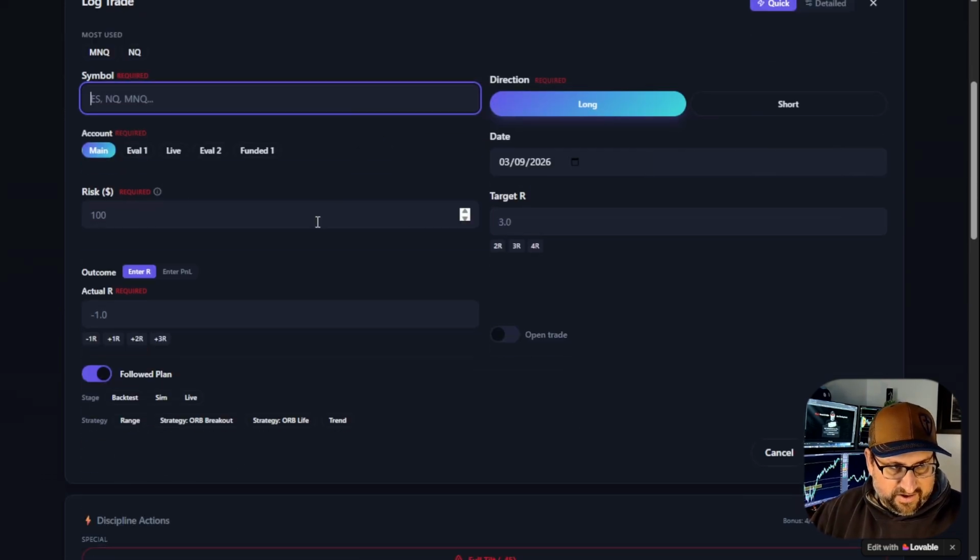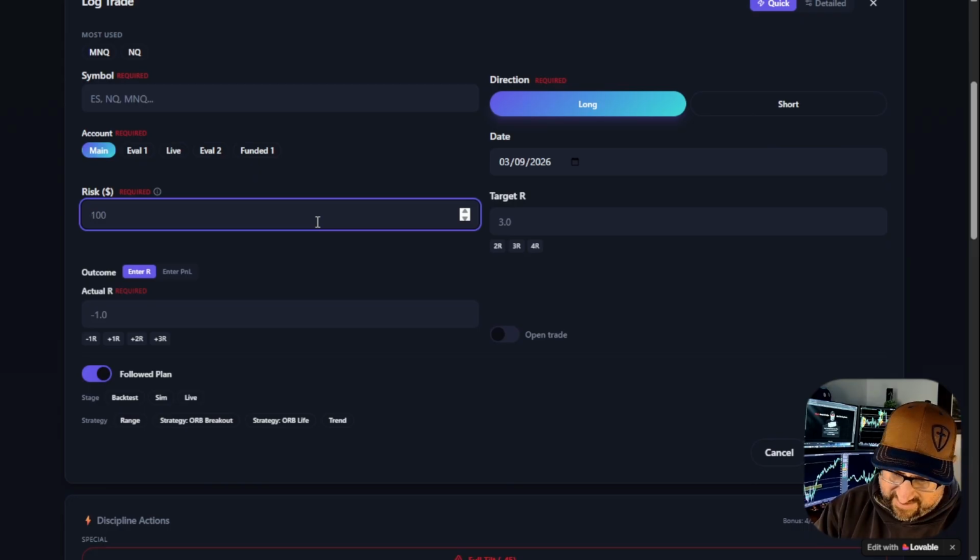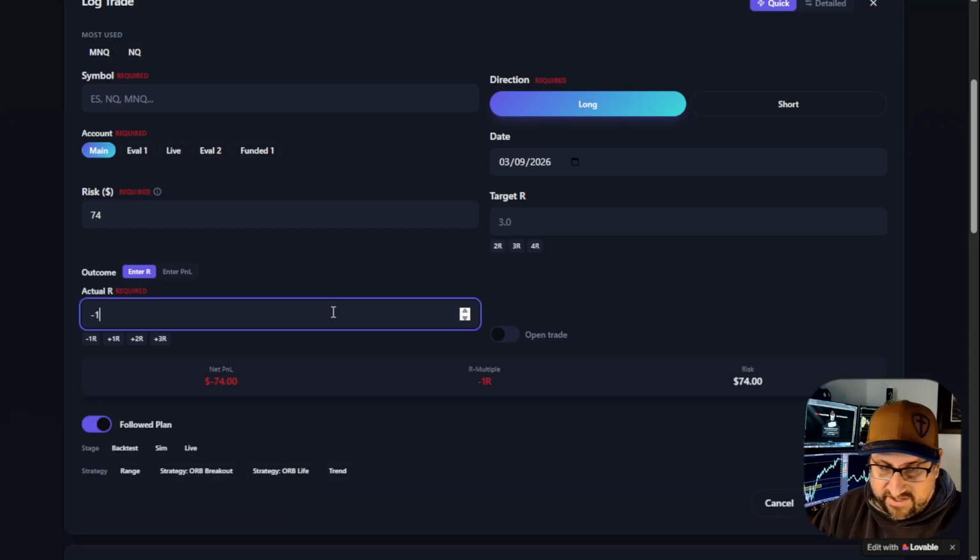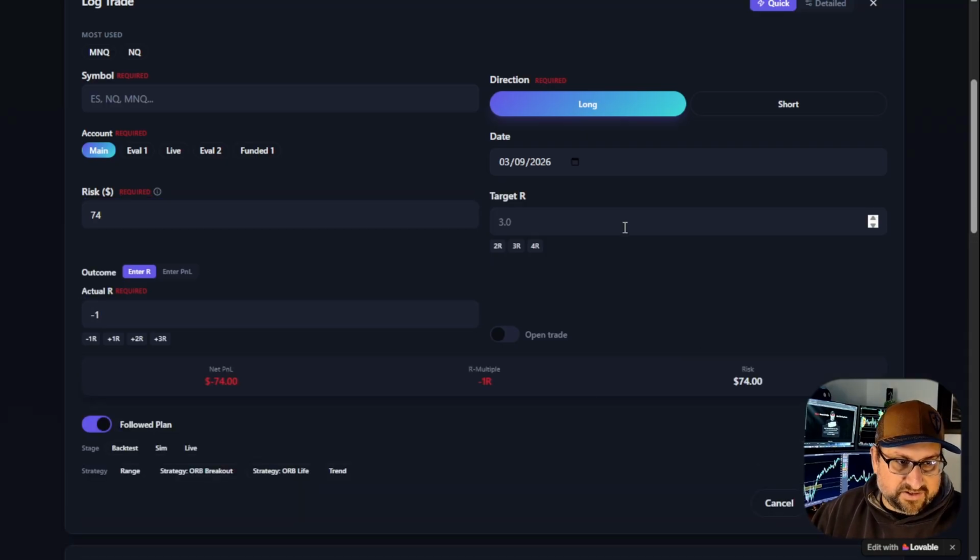Okay, so if I come in here and I go like risk, I think of a trade today. I had a $74 stop out, right? So my actual R on this was -1. Okay, my target R was 3. Usually that is my target R, 100%. And I'm going to say that this was an ORB live trade, okay? And that was on my main account, and that was a long. That's it. That's all I'm going to enter.